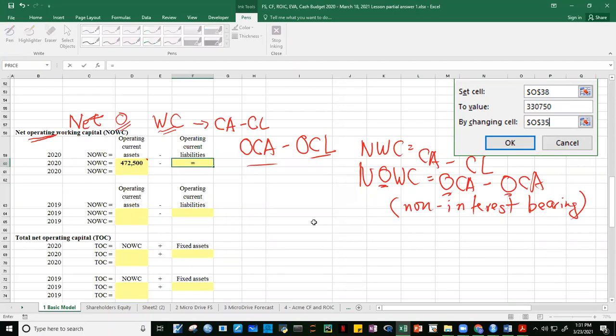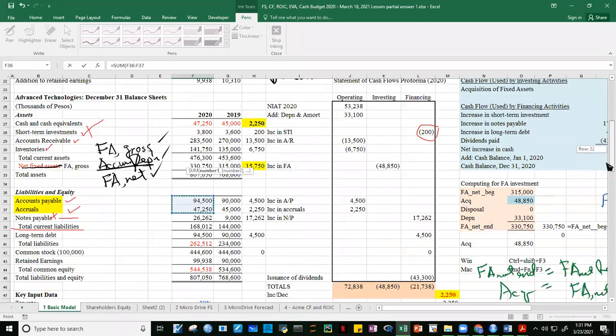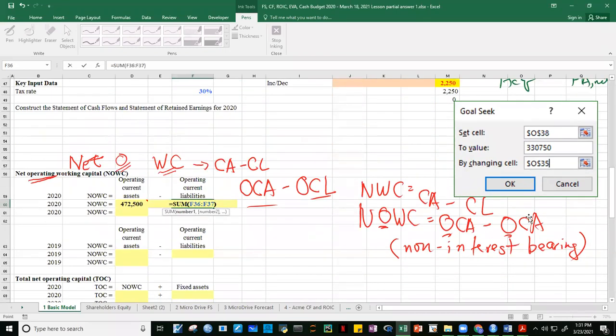And then our operating current liabilities will be, as we discussed a while ago, the sum of accounts payable and accruals. So these two. Therefore, our net operating working capital is just the difference between the two. Pause. Any questions? Anything you'd like me to repeat?